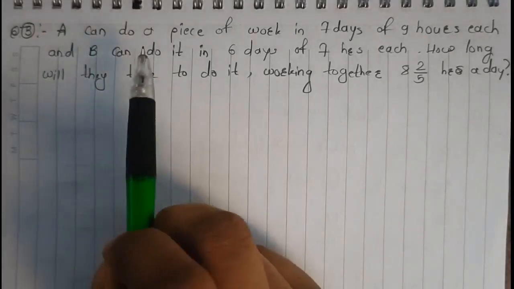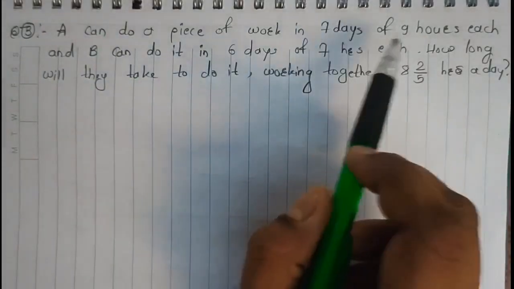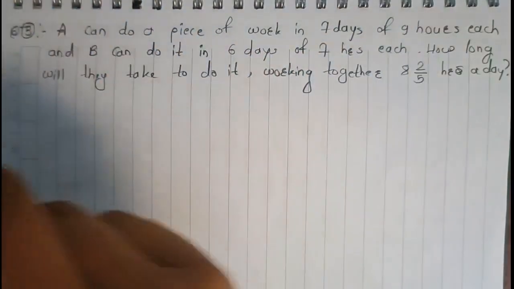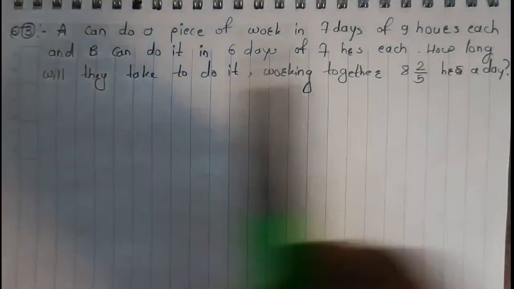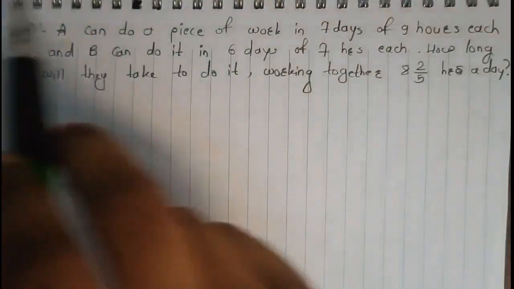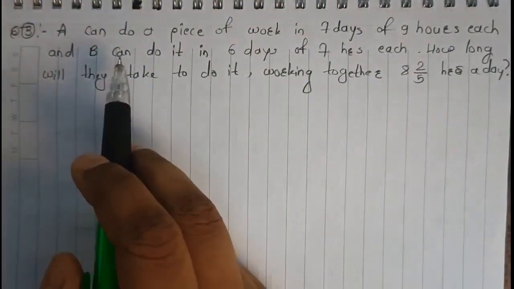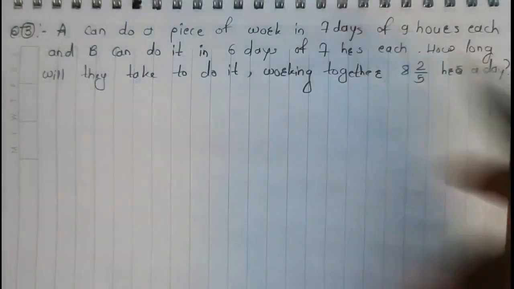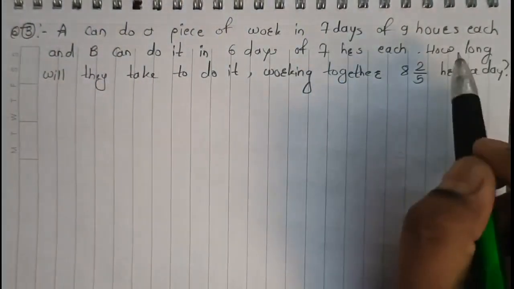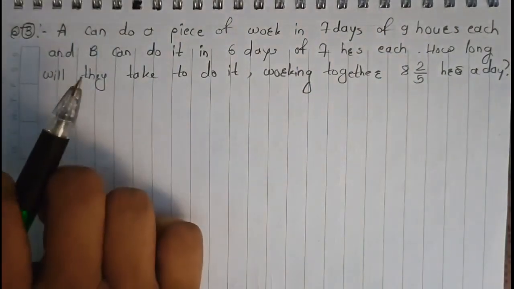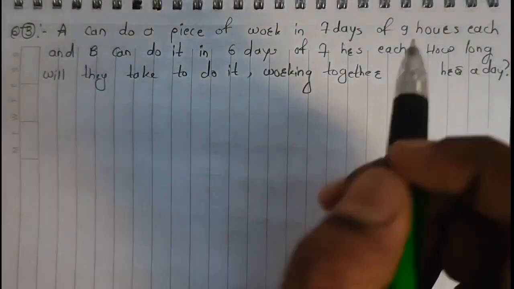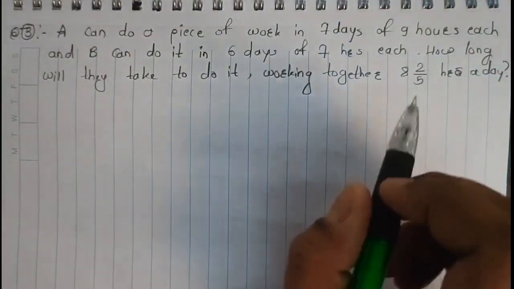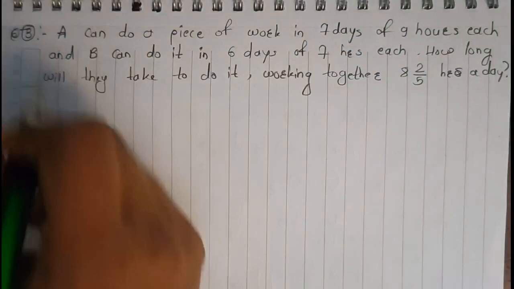Here, A can do a piece of work in 7 days for 9 hours. So in each day, A is working for 9 hours, and it is getting done in 7 days. For B, he can do it in 6 days of 7 hours. So for 6 days, he is working 7 hours each. Now how long will they take together? Working together 8 into 2 by 5 hours a day, which means 40 plus 2, that is 42 by 5 hours a day, right?